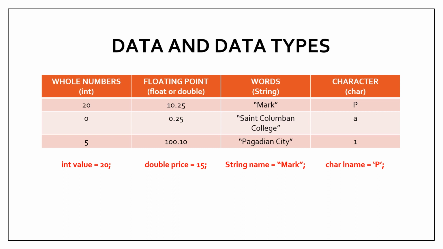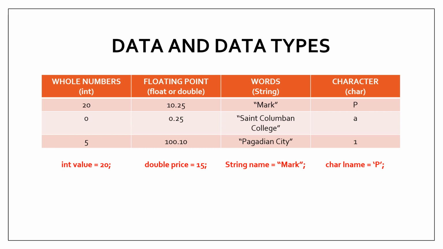Int value equals 20. Now, if you are expecting to receive data that has decimal points, then that's double or float, right? So as you can see in the example, we say double price 15. In reality, that will become 15.0. That is default because double or float data types are the data types for numbers that have decimal points.